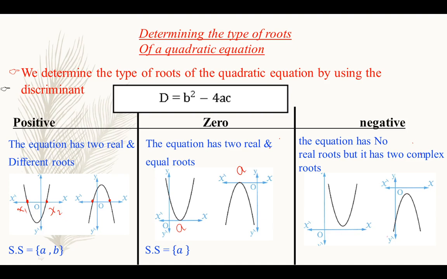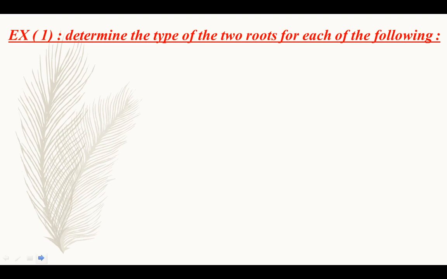You can say two complex imaginary roots, and the two roots will be conjugate to each other. If one of the roots is 2 plus 3i, the other root will be 2 minus 3i. The solution set in R is phi, but you have to find these two roots by using the general formula, and the two roots will be in the set of complex numbers. Okay, let's start our first part of this lesson.